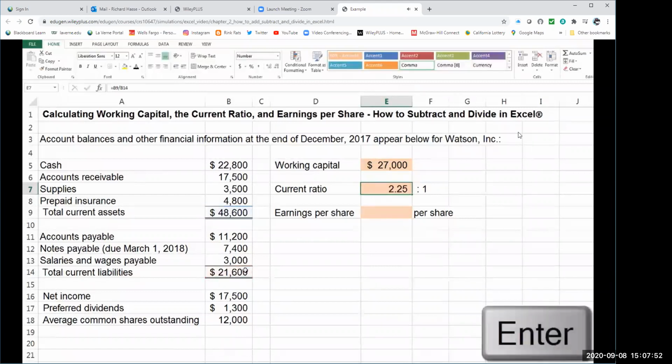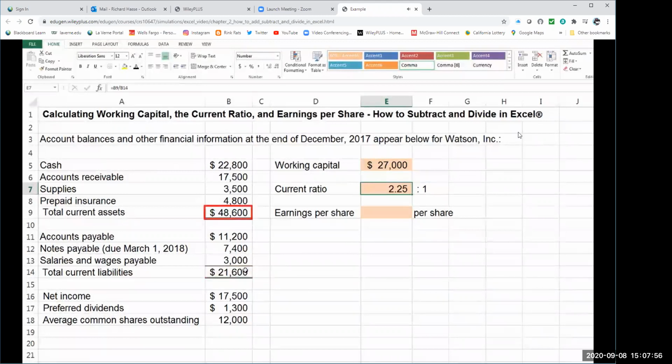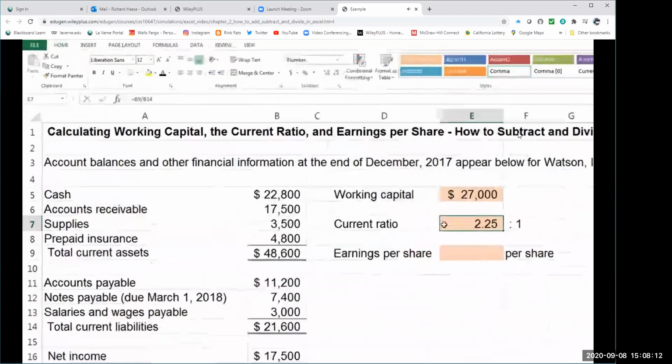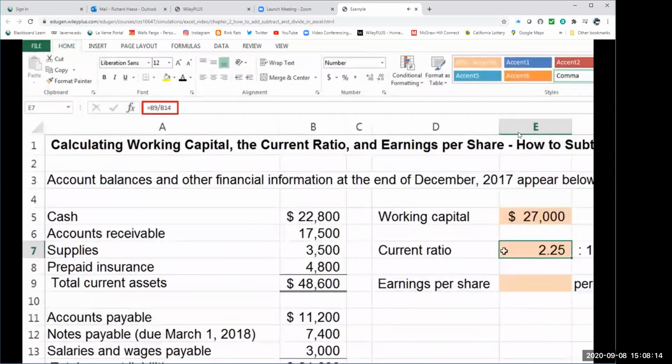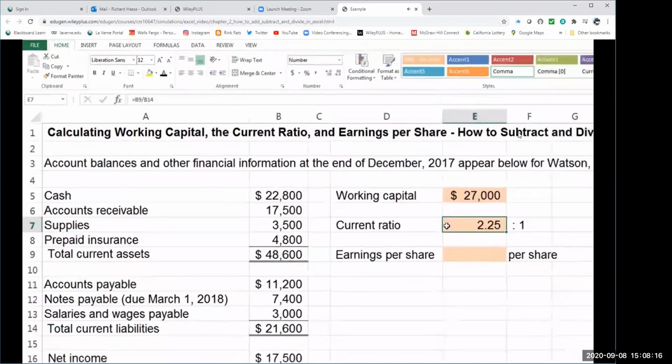Press the Enter key. This action divides total current assets of $48,600 in cell B9 by total current liabilities in cell B14, resulting in the current ratio of 2.25 or 2.25 to 1 as it is commonly expressed. Selecting cell E7 again, you will find the formula displayed in the formula bar as equals B9 divided by B14.